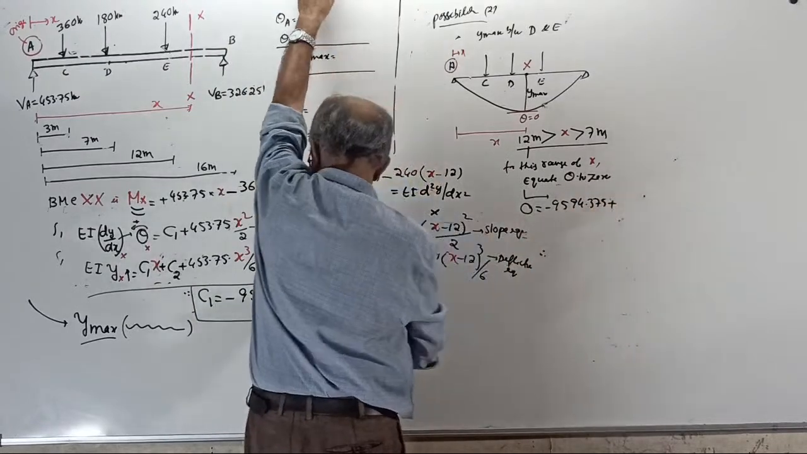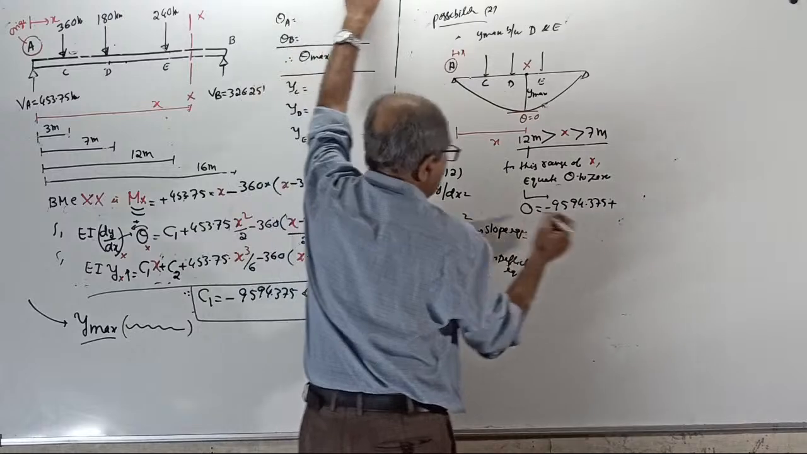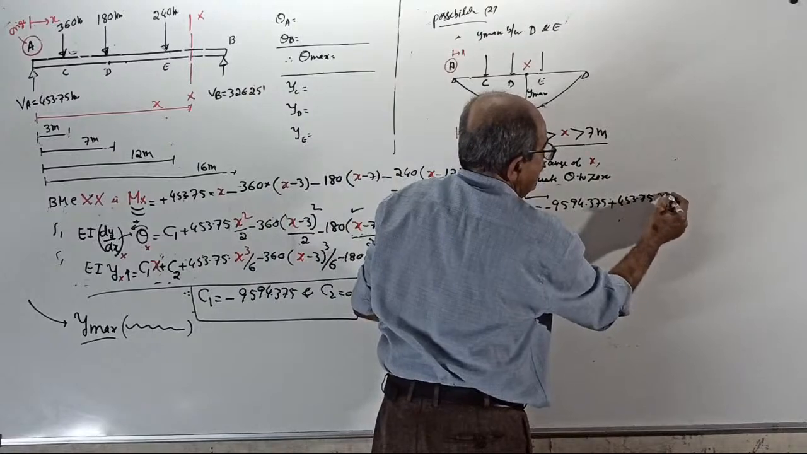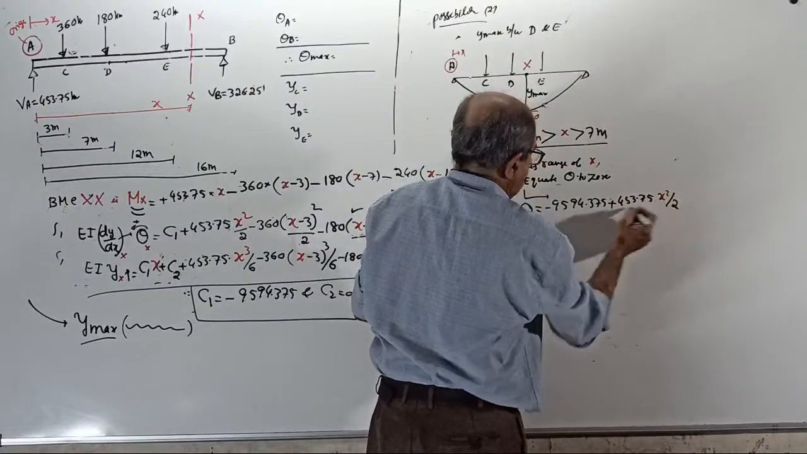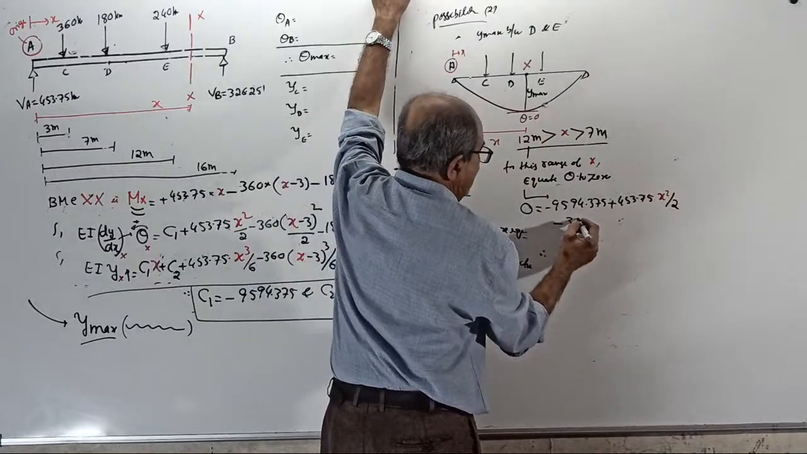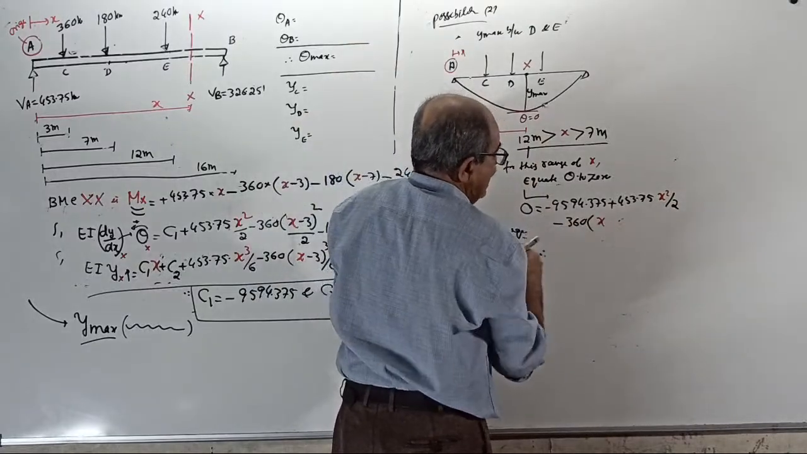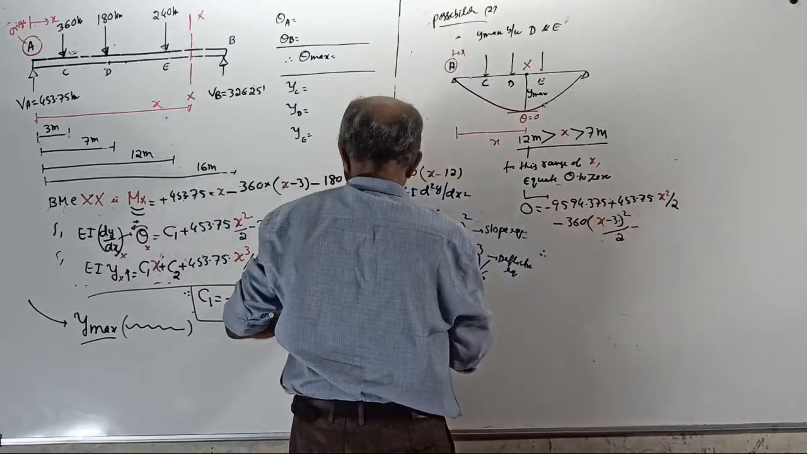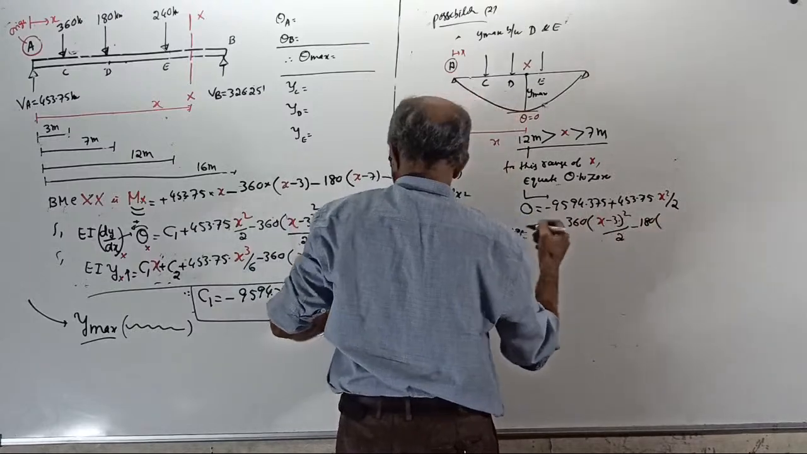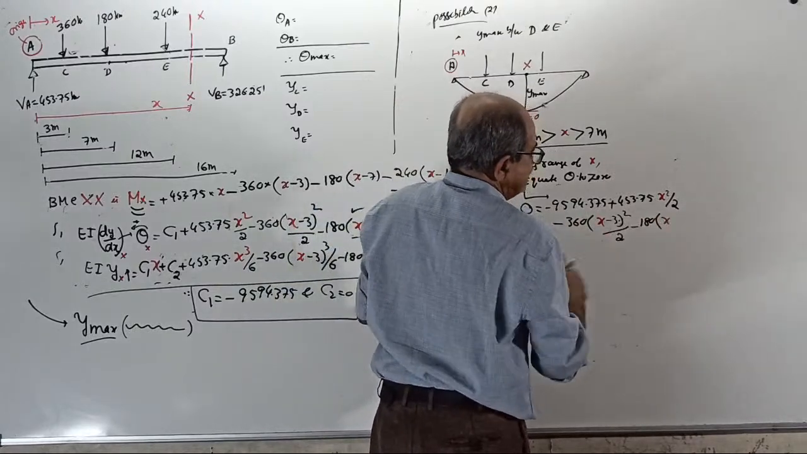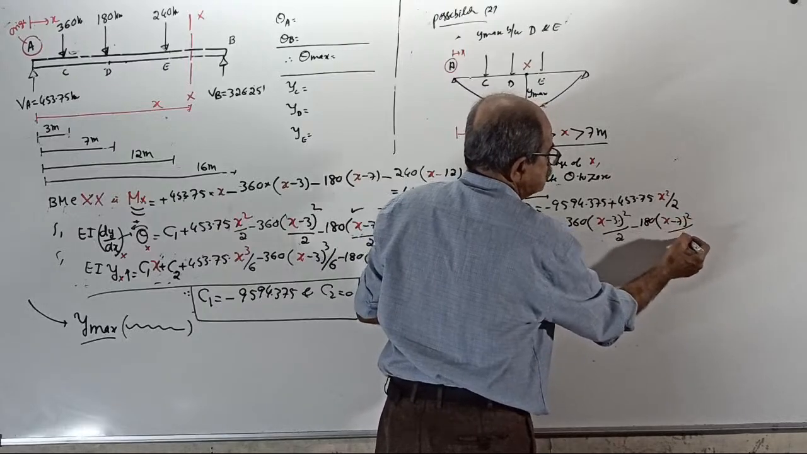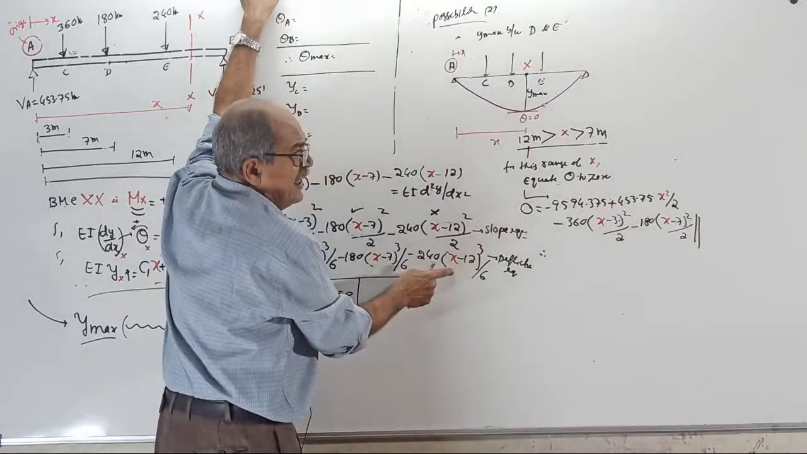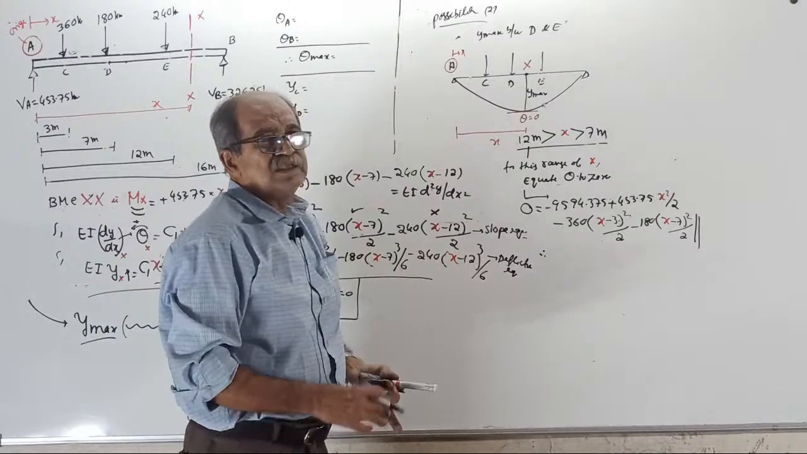So the answer is 0 equals C1 minus 94.375 plus 453.75 into x square by 2, minus 360 into (x minus 3) whole square by 2, again minus 180 into (x minus 7) whole square by 2. Stop here because our x is more than 7. This is there. The x minus 12 term is not there.